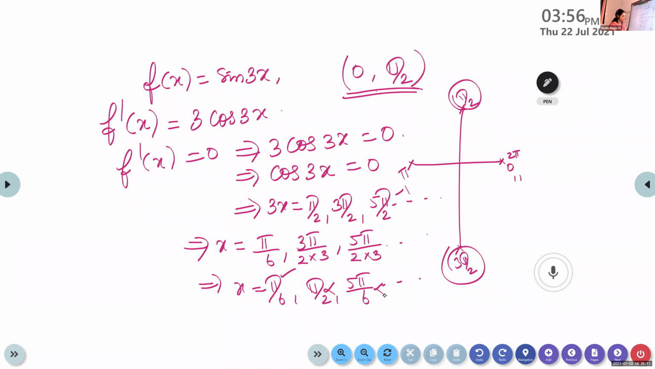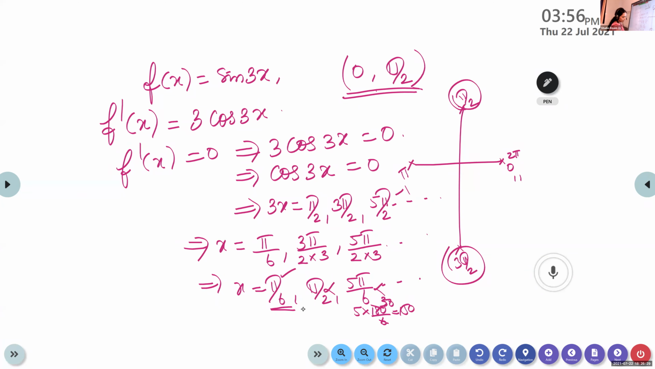Note it down with pencil. If you take 5 pi by 6, 5 into 180 by 6, what will you get? It will become 150. It exceeds 90, so that one is not possible. Then which are the possible values? Only pi by 6. The possible value is pi by 6.